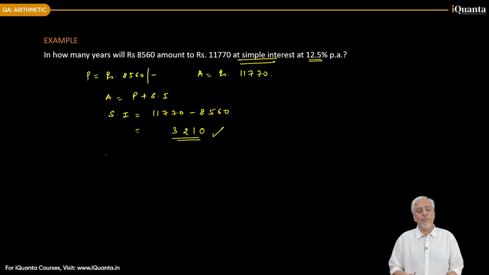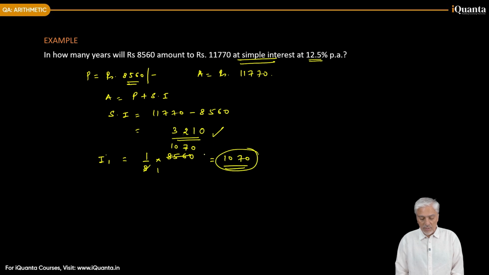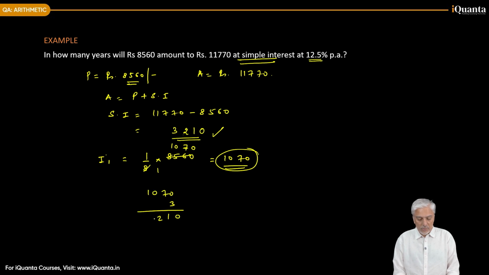So what will be 12.5% as a fraction? So interest for 1 year will be 12.5% of the principal, which is nothing but 1 by 8 of 8560. That will become 8 ones are 8, 8 sevens are 56, and then 0. So 1070 is the interest for 1 year. And now you can clearly see this will roughly go 3 times. So you can check in your rough work 1070 into 3. 21, 2, 3. Perfect. That tells you n is 3 years.